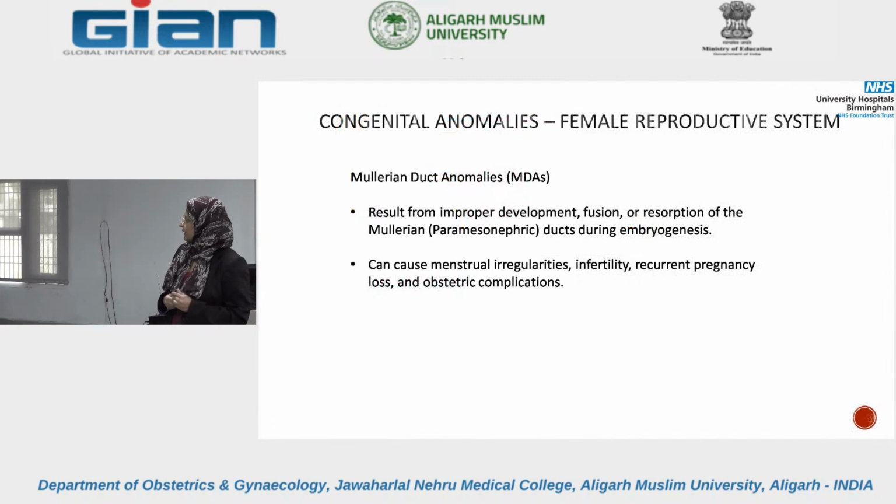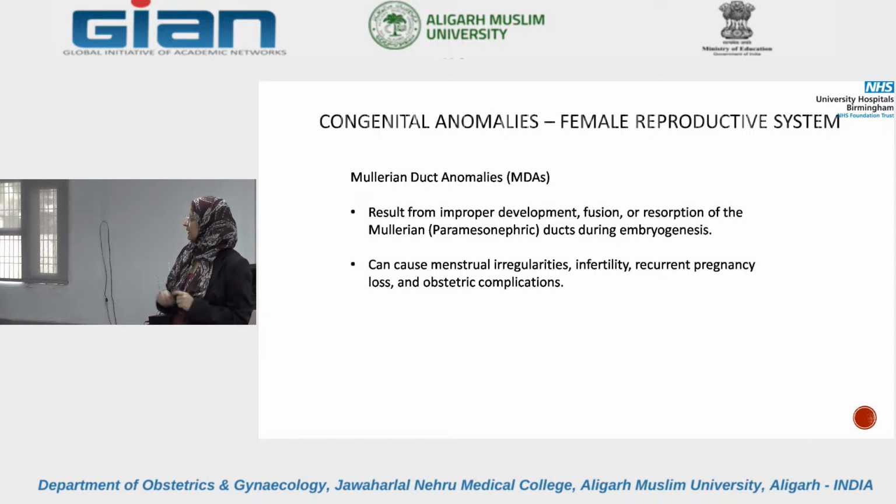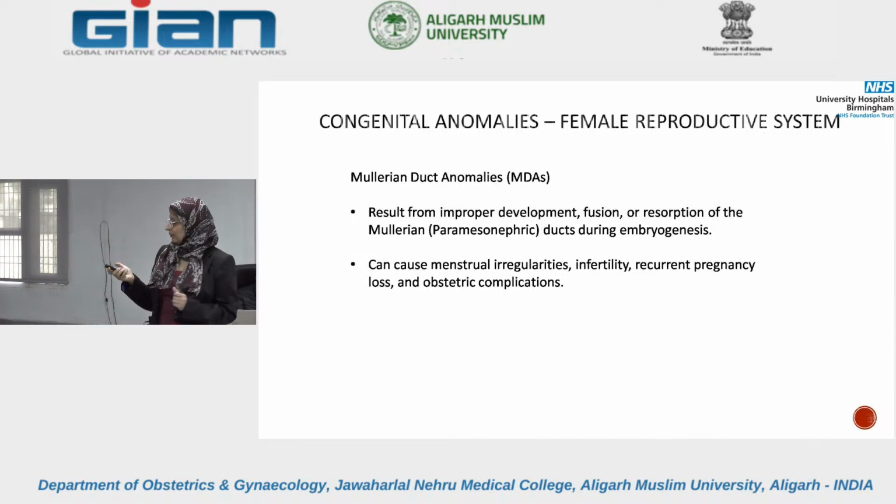So we are talking about Müllerian duct anomalies. Remember, Müllerian, mother, and it's all female genital tract. It results from improper development, fusion, or resorption of the Müllerian or paramesonephric ducts during embryogenesis. It can cause menstrual irregularities, infertility, recurrent pregnancy loss, and obstetric complications. So you can see it is quite serious stuff. Maybe you all might have encountered some of these anomalies. So what could be these anomalies?